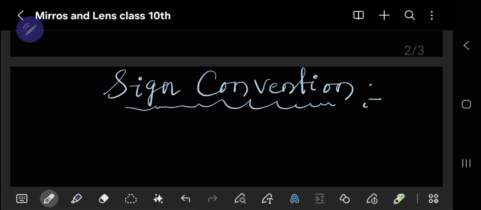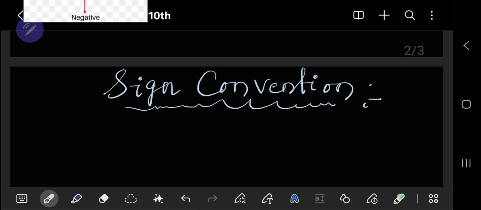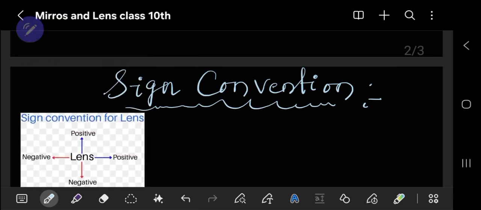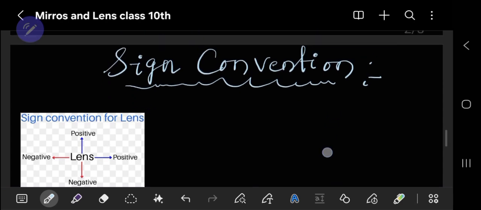Okay, so I have actually written some 9 to 10 points to make you understand this concept even better as you go through this process. So without wasting any time, let's begin the class. Sign convention, today's topic.